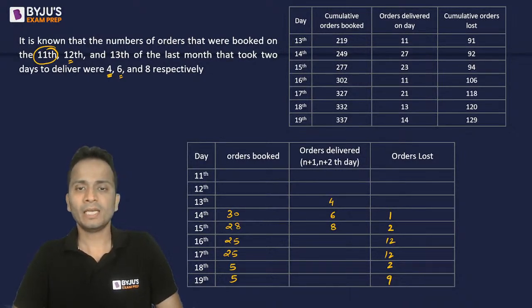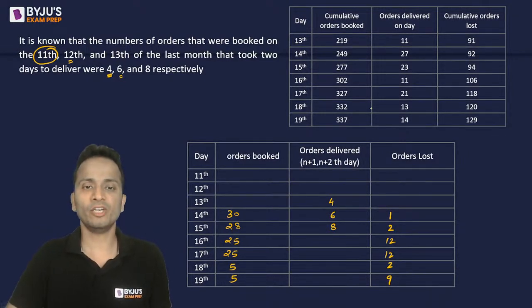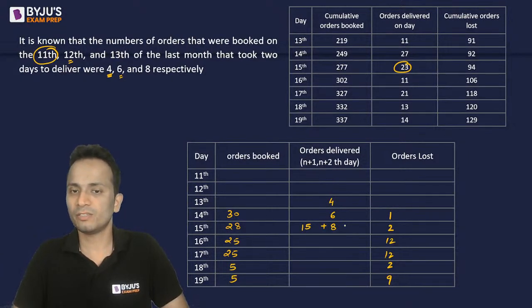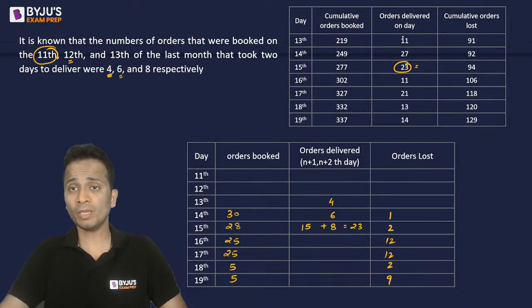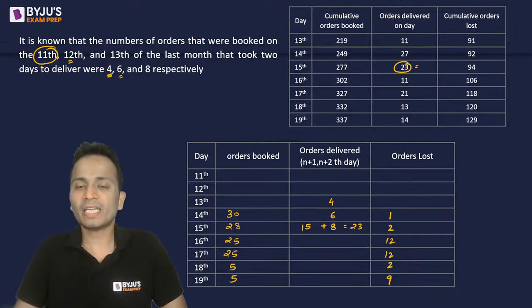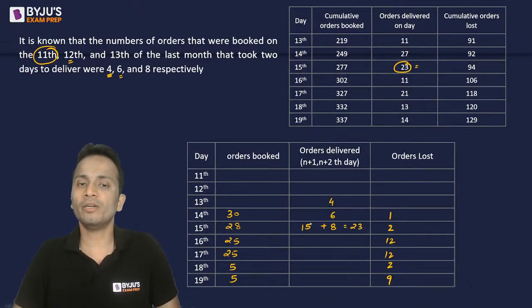All right. Now let's see how to use these numbers. Now total number of orders delivered on 15th is 23. Out of these 23, 8 were booked on 13th. So the remaining 15 were booked on 14th. So 15 plus 8 is equal to 23 according to this table. So total number of orders delivered on 15th, I know it is 23. The 8 I have already written were ordered 2 days back. So the remaining 15 were ordered 1 day back.